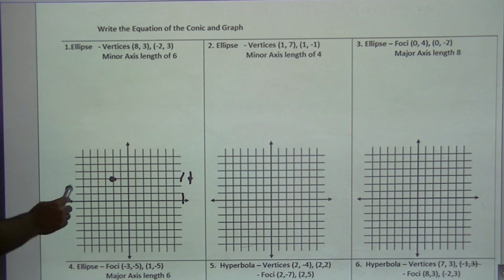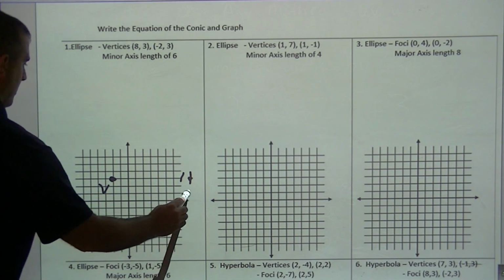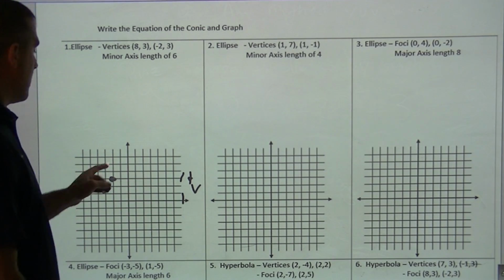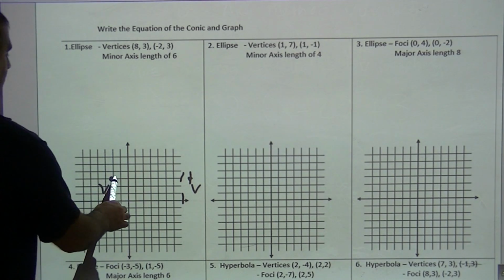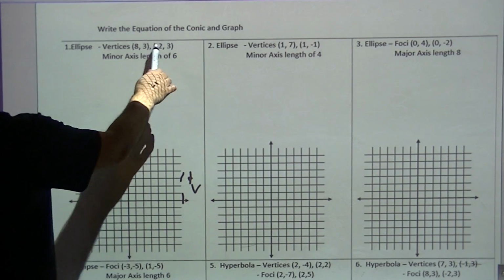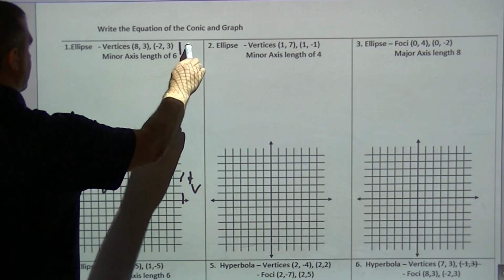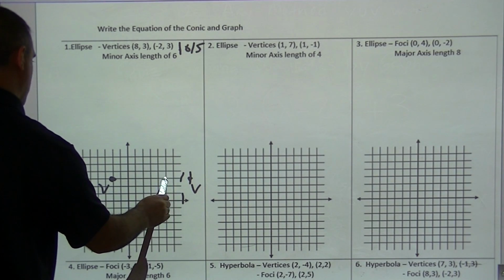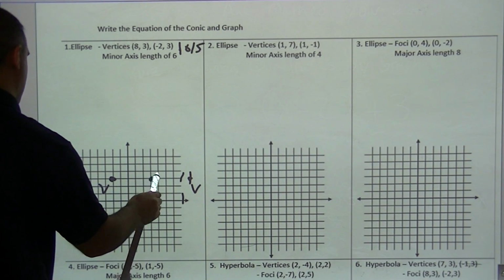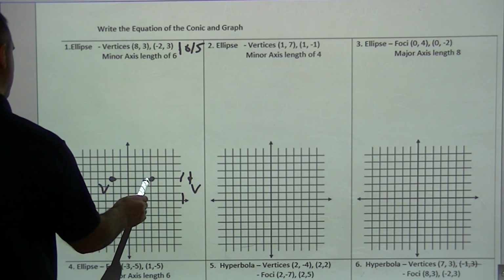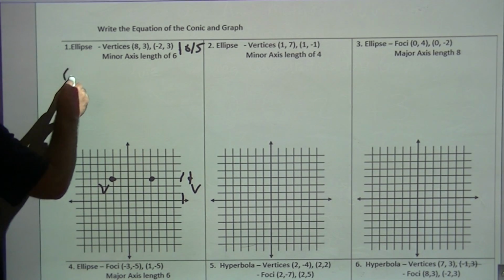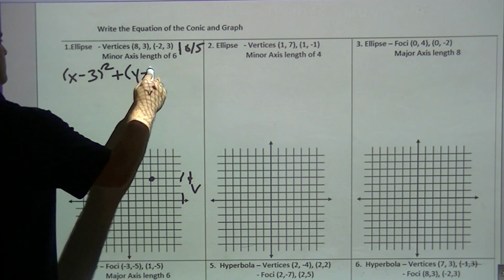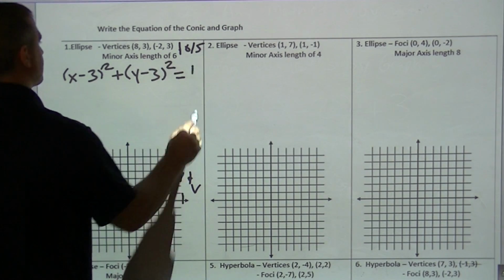Now, when they give you the vertices, I'd put a little V right there to help me. Okay, when they give you the vertices, basically they're telling you a couple things. The first 2 points help you find the center. So negative 8 to 2 is 10 spaces, so the center would be 5 spaces. Okay, so 1, 2, 3, 4, and 5. So my center is at 3, 3. So for the ellipse, I can start out x minus 3 squared plus y minus 3 squared equals 1.